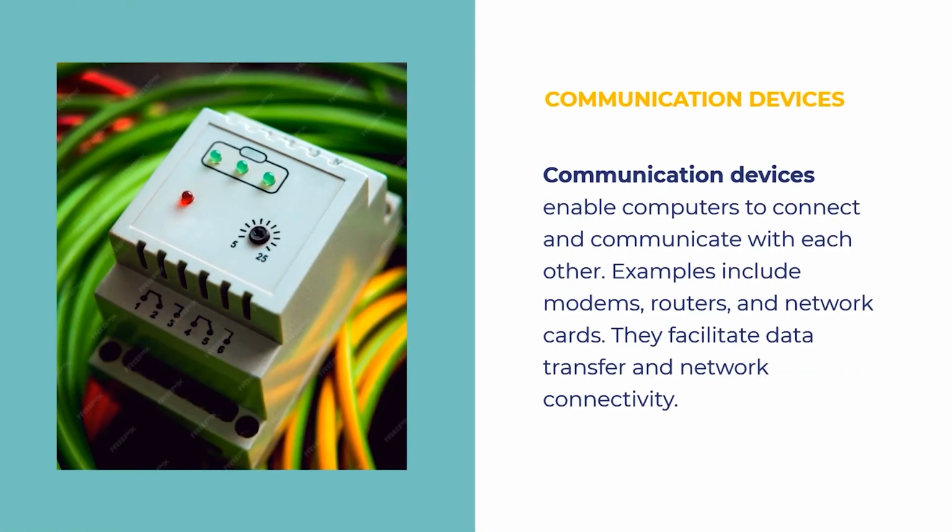Next, we have communication devices. Communication devices are used to help the computer send data from one computer or node or device to another computer. A good example of this would be the Wi-Fi, the MiFi, the routers, the modems, the network cards, and so on. We have Bluetooth as well. That's also a communication device.